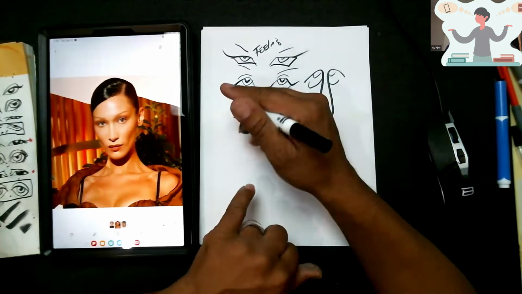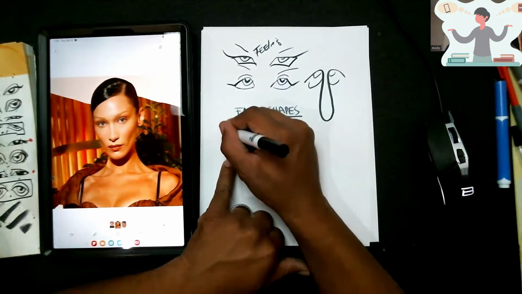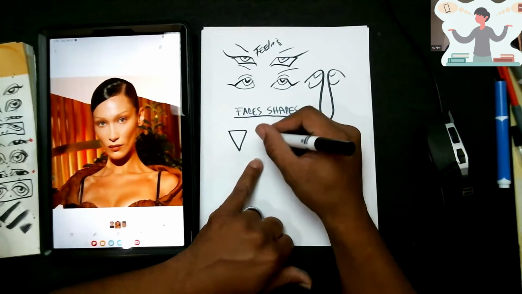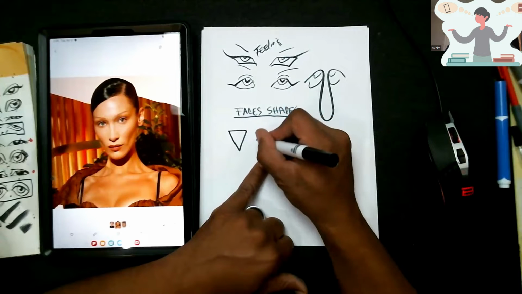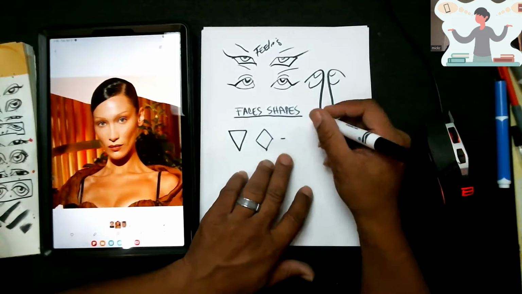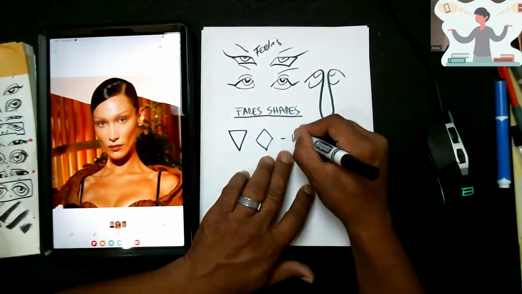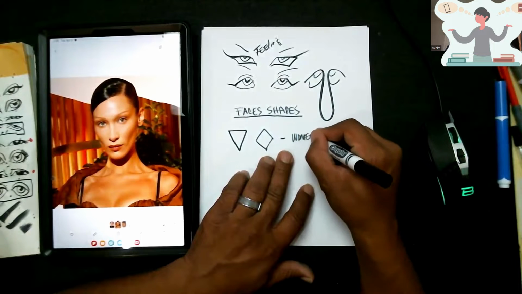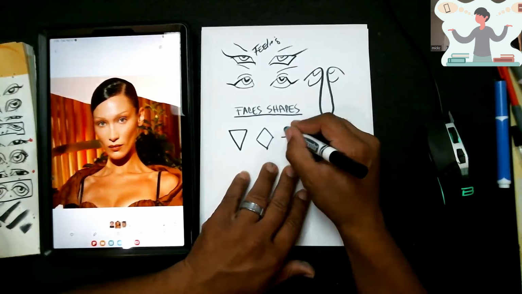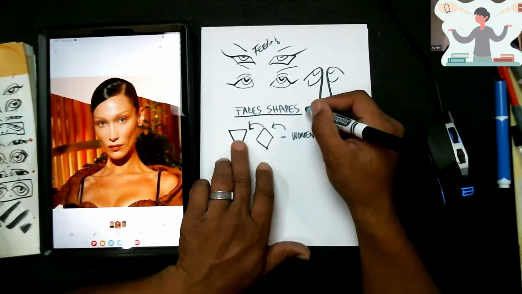The two shapes we're going to talk about today are a triangle, a person that has a triangle shaped face, and a person that has a diamond shaped face. These two shapes are very common with women, even though men can have these shapes as well. But when I draw caricatures, I always make my faces lean toward these shapes. So we're going to talk about each shape.